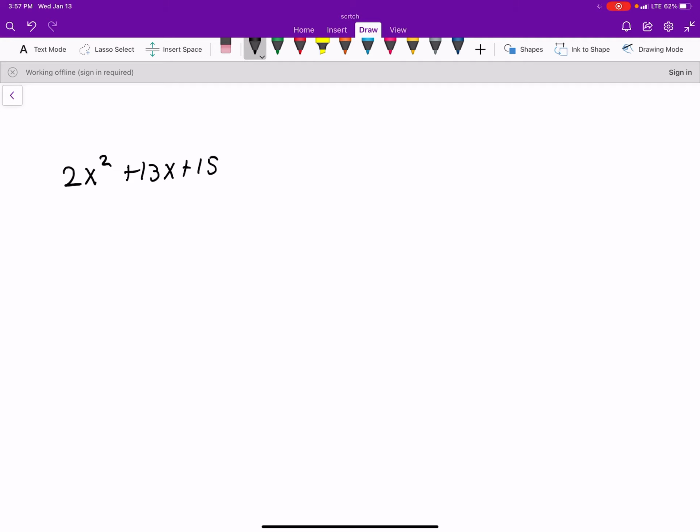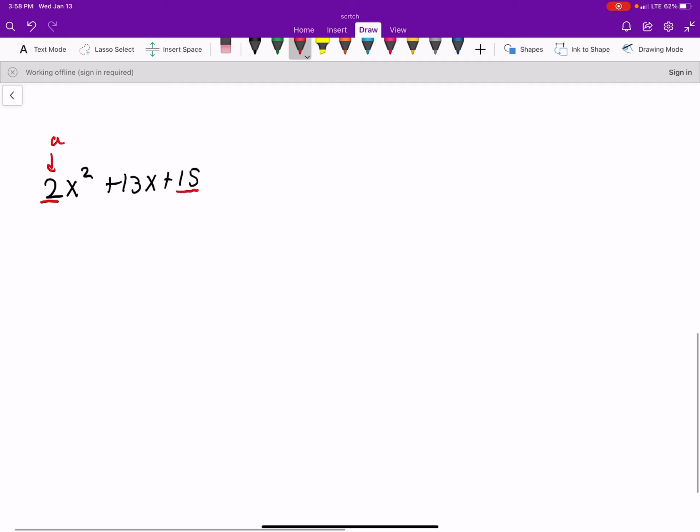So with the AC method, we look at this term and this term, which are sometimes called the A and C terms. The 2 is the A, the 13 is the B, and the 15 is the C. They're called coefficients, but I'm just going to refer to them as the A and C term. So AC term means we multiply those two numbers: 2 times 15, which is 30.